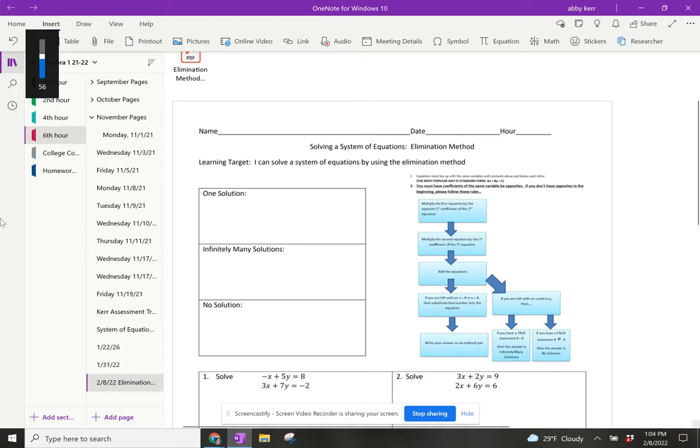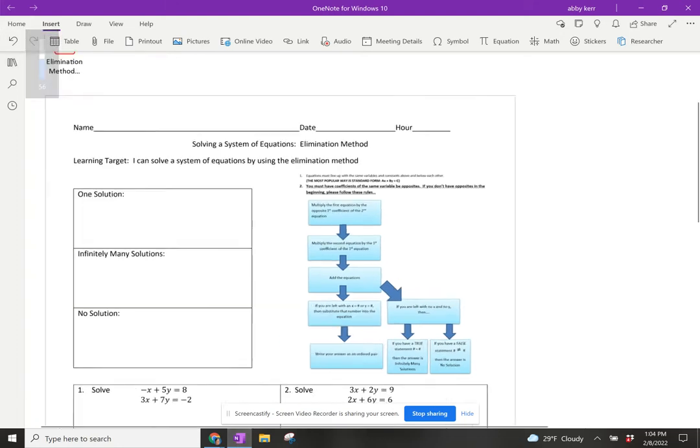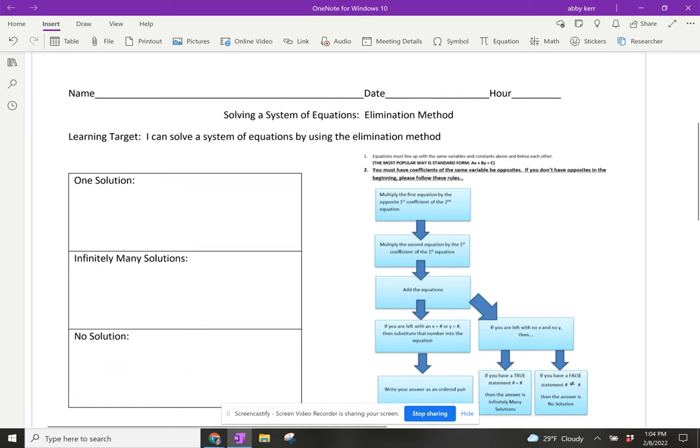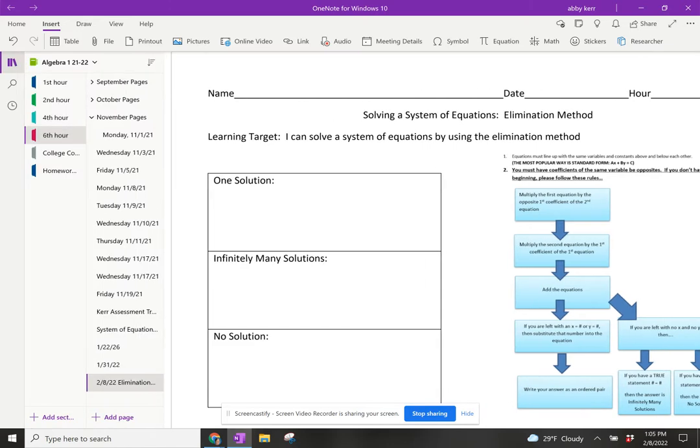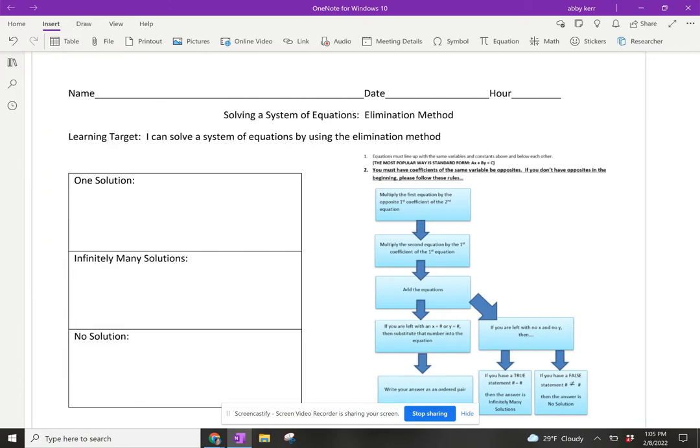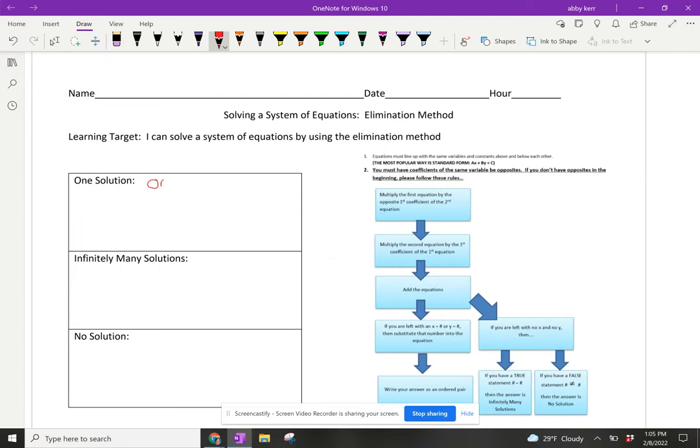So in this video, we are going to cover the elimination method for solving a system of equations. We've done the graphing method and substitution method, and now the final method that we will teach you is the elimination method.